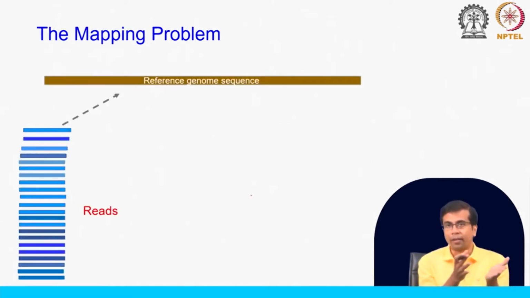You have something else called the mapping problem, which is associated with read mapping. So, what is the mapping problem? We have this bunch of reads, and you also have the reference genome sequence. For example, let us say we sequence a human genome now. The reference human genome sequence is available.